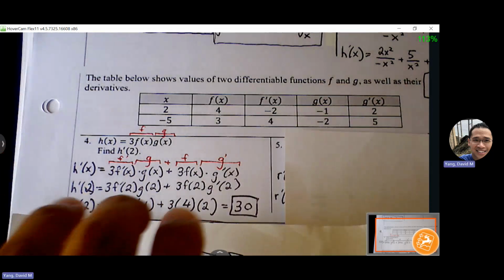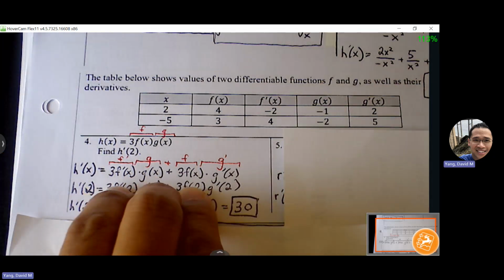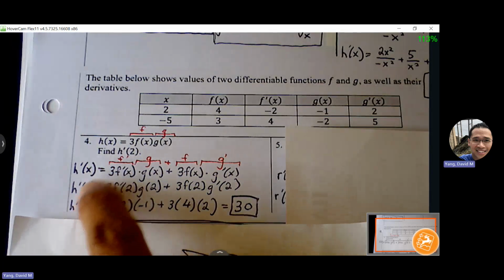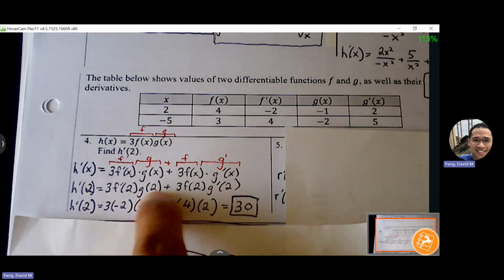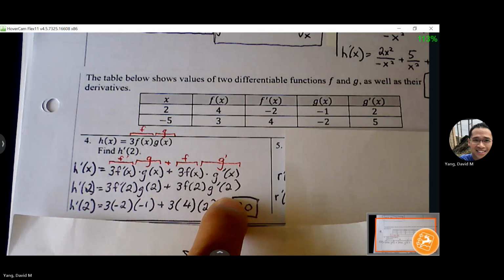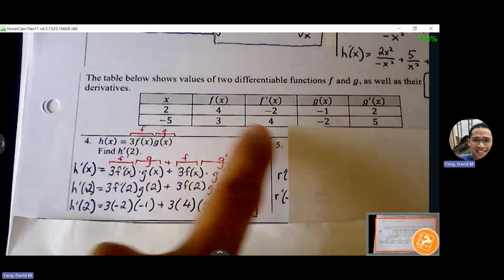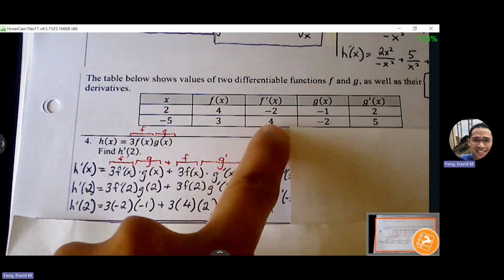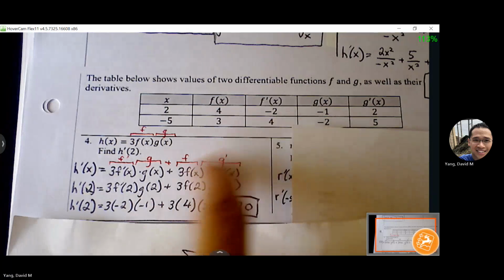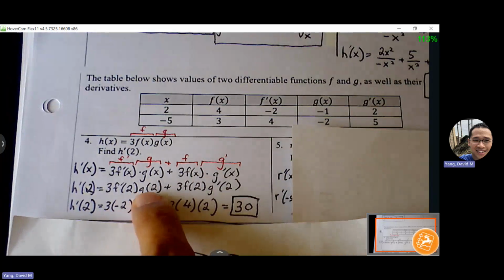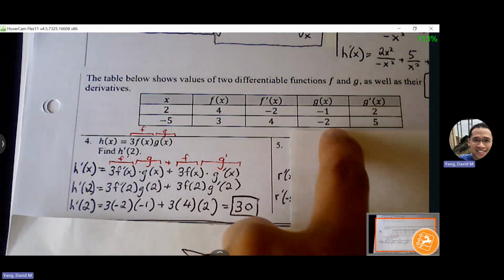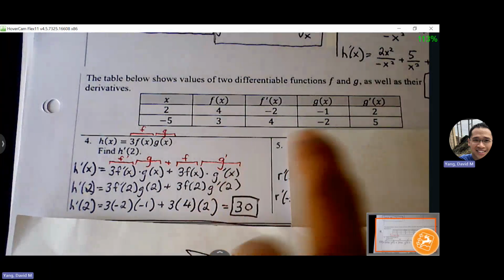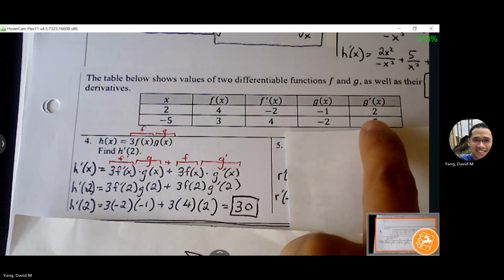So we've built our derivative function with the first step, but it's asking for h prime of 2. To find h prime of 2, I'm going to replace every x I see with 2. And then once I find that, I'm just using my table of values to get it out of function notation. So f prime of 2 is just going to be -2. And then g of 2 is just going to be -1. f of 2 is 4, and g prime of 2 is 2.